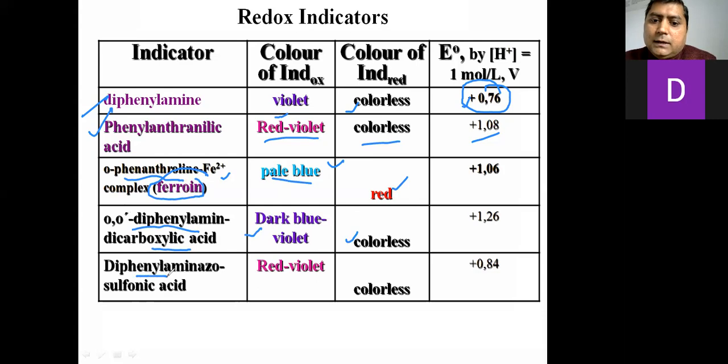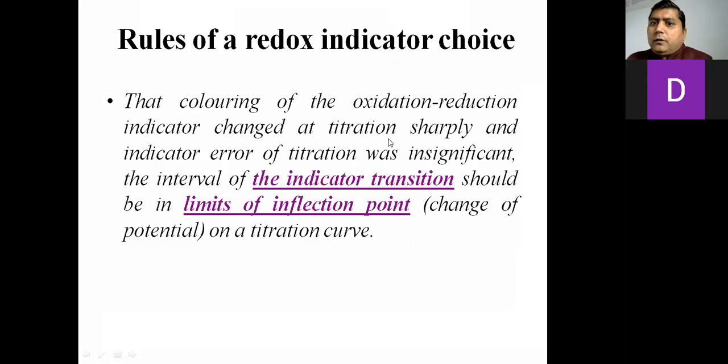And then phenylamino azosulfonic acid, which is red violet in color and can be converted into colorless. So these are some indicators that can be used in oxidation reduction titration. Okay, so the choice of redox indicator depends on the type of oxidation reduction reaction, on what type of indicator we want to use.